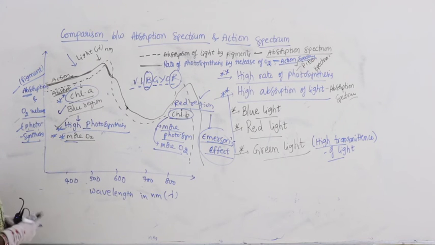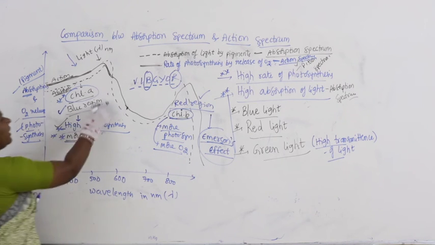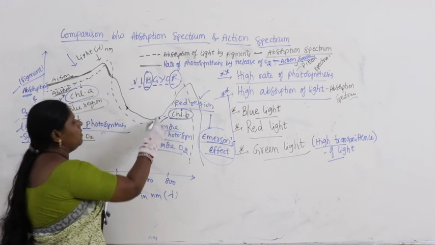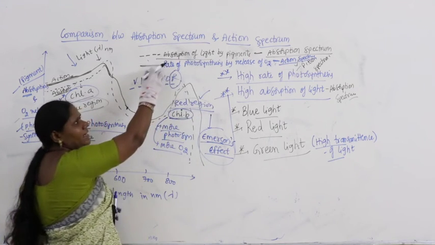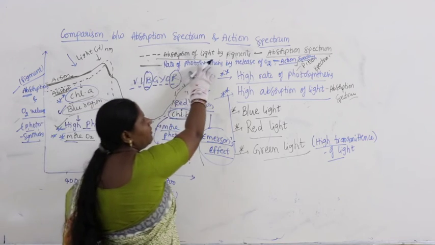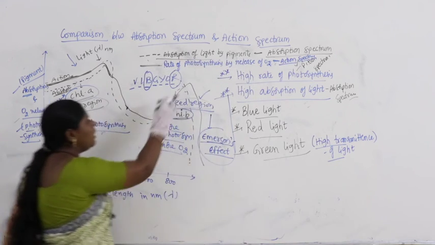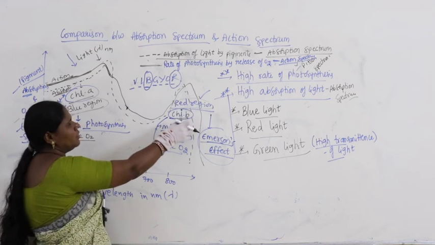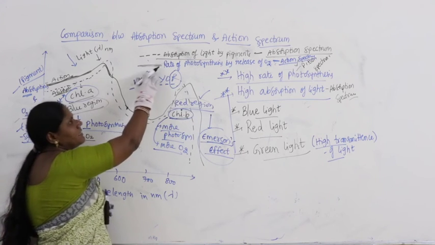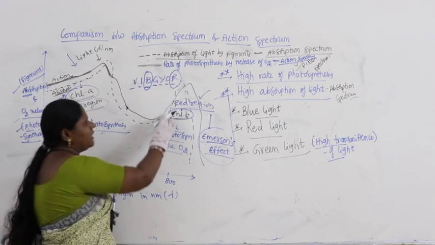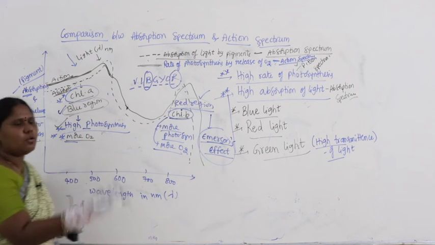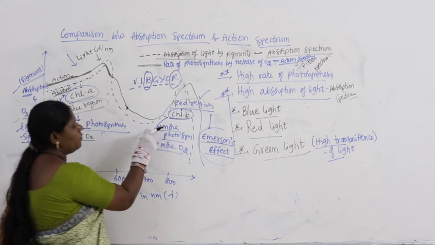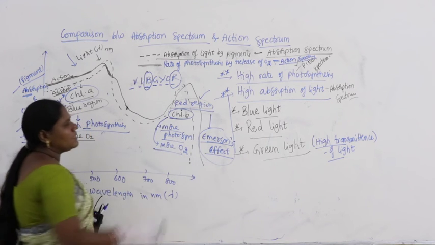That means here we say blue light and red light, where more absorption of light is shown by the dotted line. Dotted line says absorption of light by pigment, that is absorption spectrum. Obviously when more light is absorbed, then this dark line says this is action spectrum, the place where you can see more release of oxygen. Automatically it is understood that there is a higher rate of photosynthesis.